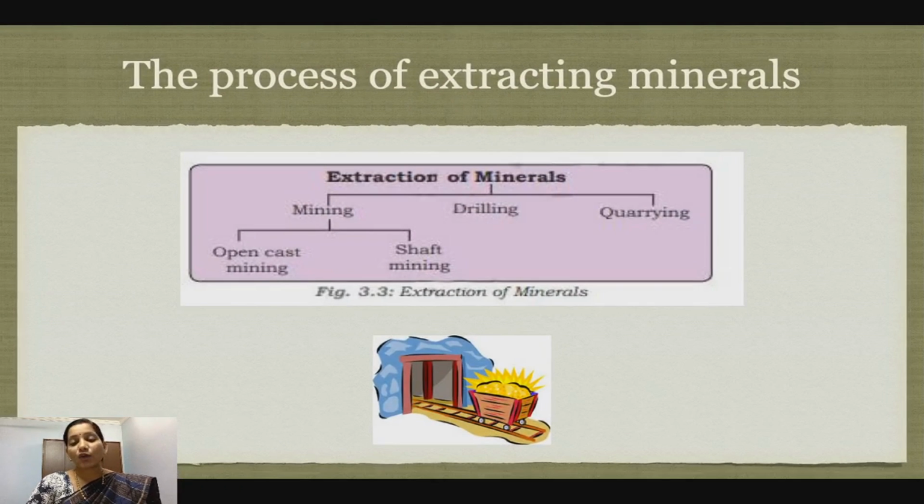The process of extracting minerals. It is classified into three categories: mining, drilling and quarrying. Mining is again divided into two categories: open cast mining and shaft mining. Observe the flow chart. Dear children, the process of extracting minerals is of drilling, mining and quarrying.